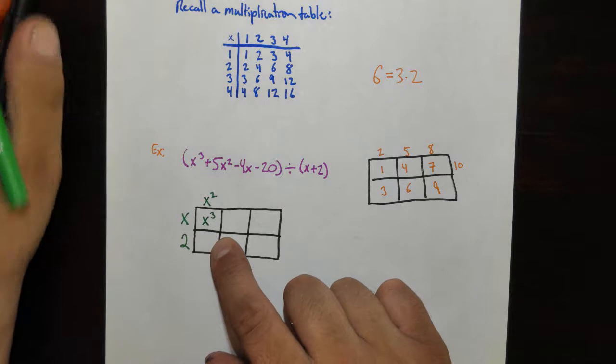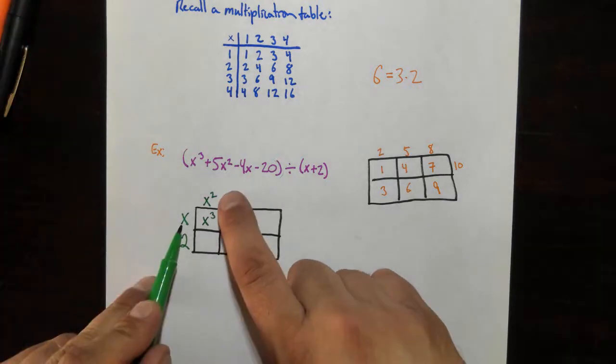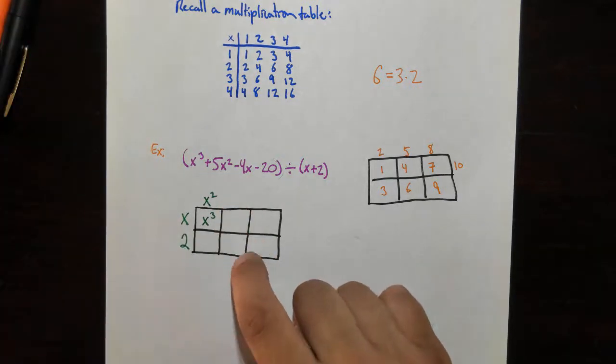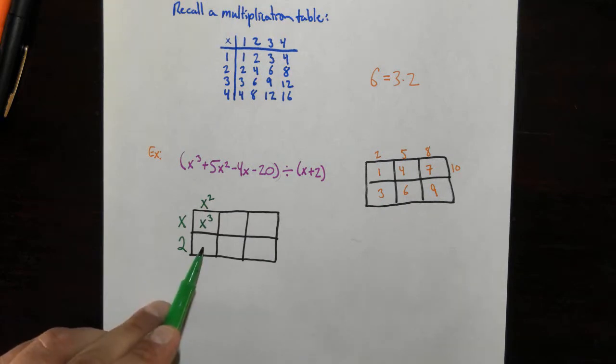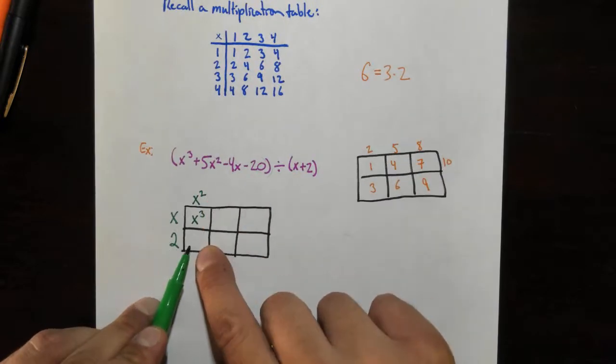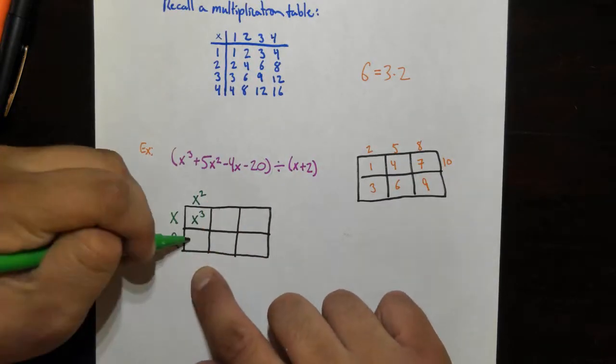And if you're ever not sure, just think multiply them back together. X times x squared gives us x cubed. Okay, so this is a multiplication table. So let's continue filling this out, because we can now. X squared times 2 is going to go right in here. So that's going to be 2x squared.